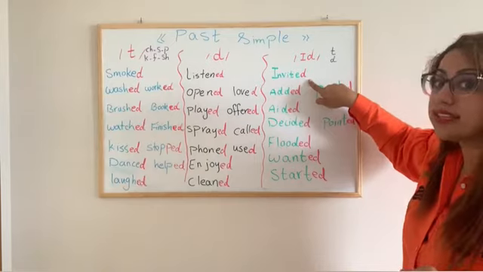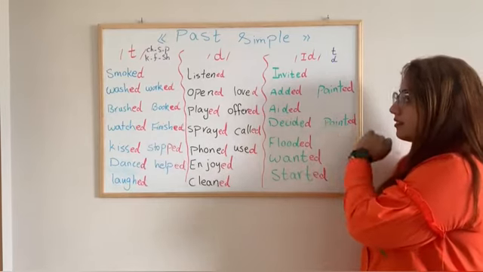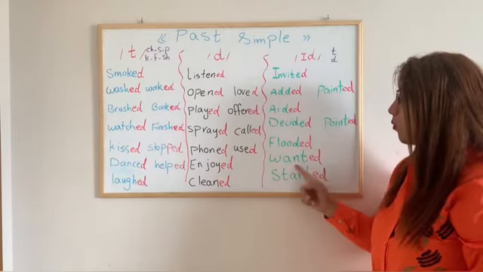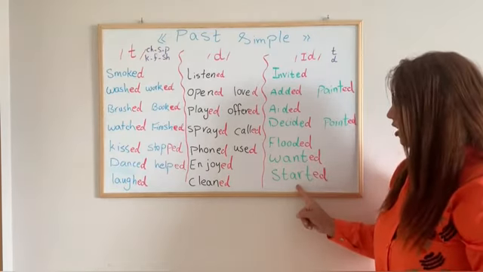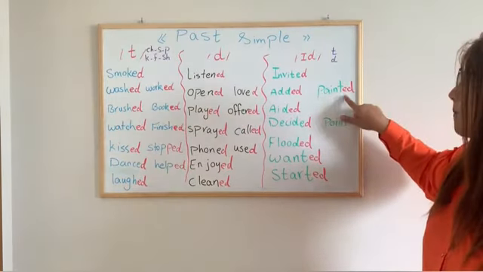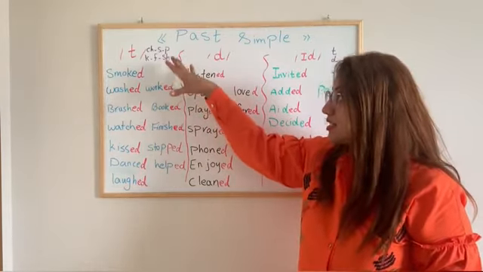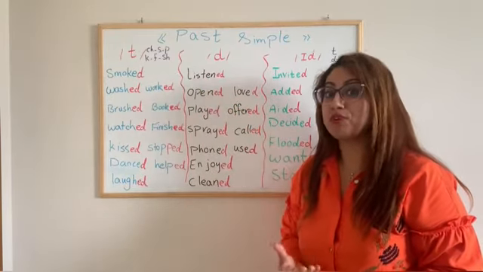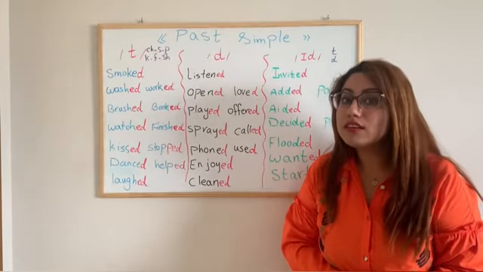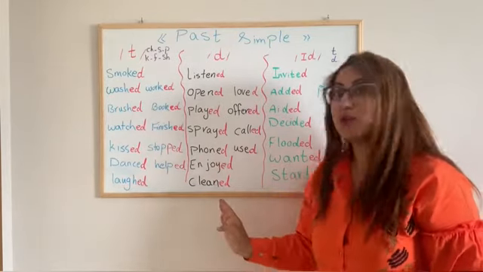Invite, invited. Add, added. Aid, aided. Decide, decided. Flood, flooded. Want, wanted. Start, started. Point, pointed. Paint, painted. If the verb ends in the sounds of ch, s, p, k, f, sh, we pronounce it t. If it ends in t and d, we pronounce it id in regular past form. And if it is not in either of these 2 groups, we pronounce it d.